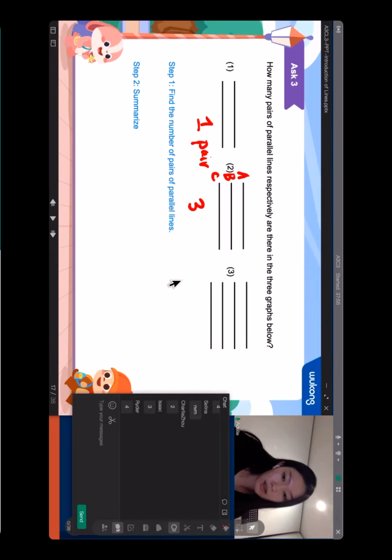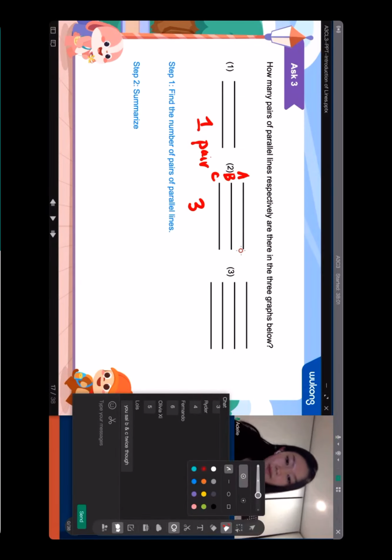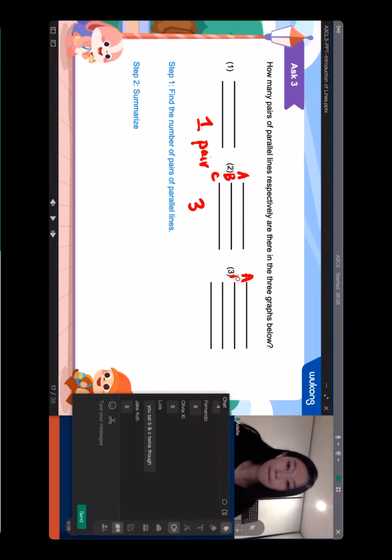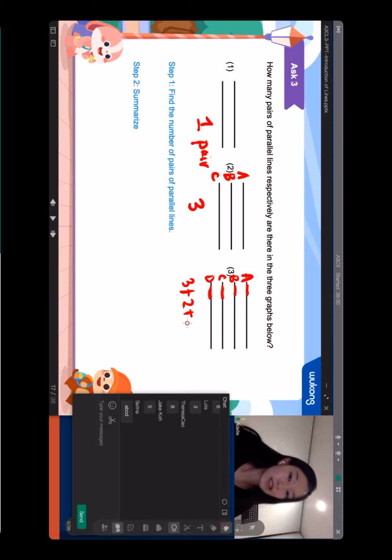What about number 3? Yeah, let's give it a try. So we could have AB or AC forming a pair or AD forming a pair. So that's 3. Or we could have BC or BD, plus 2. Or we have CD, right? Plus 1. So that's 6 in total.